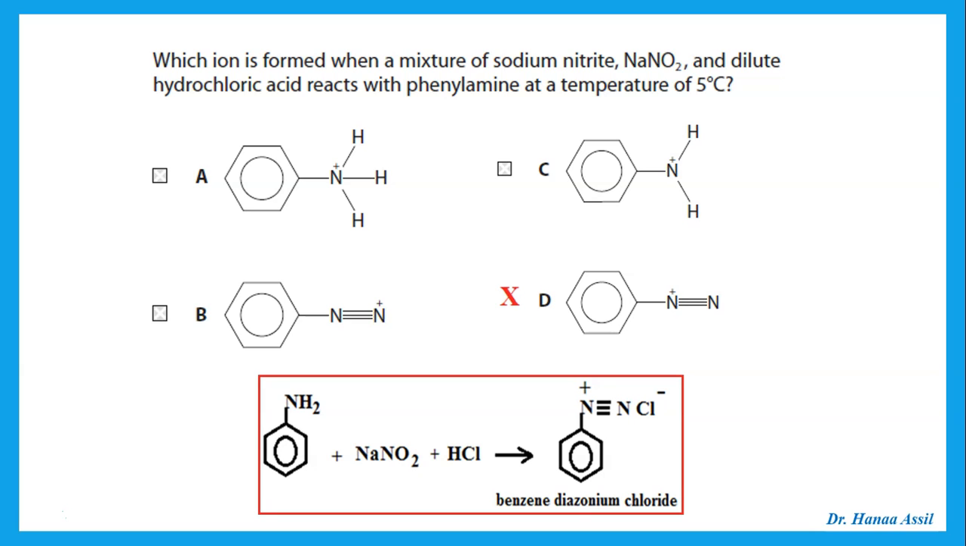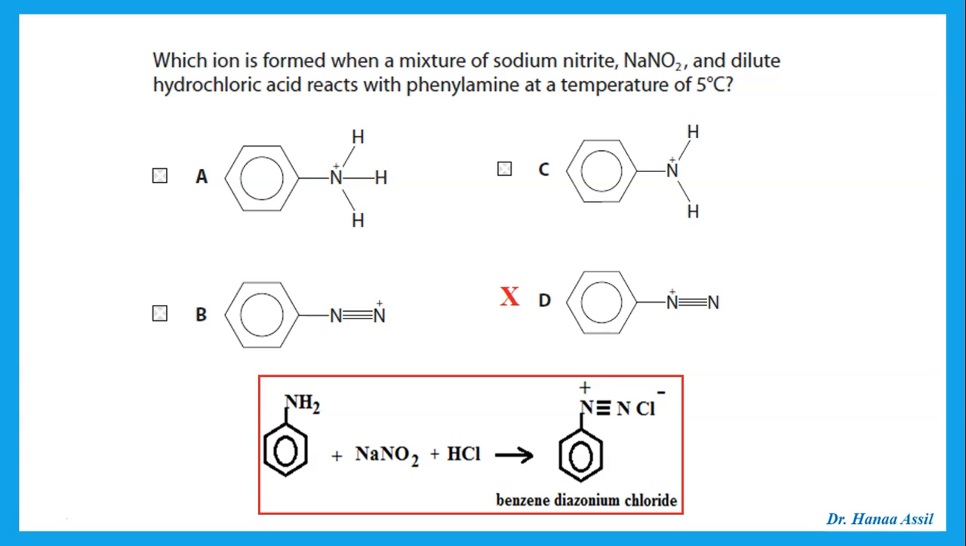Remember, the diazonium salt is something that has N triple bond N, and there is a positive charge on which nitrogen? On the nitrogen that has 4 bonds attached to it, 3 to the N and another one to another group on the other side.